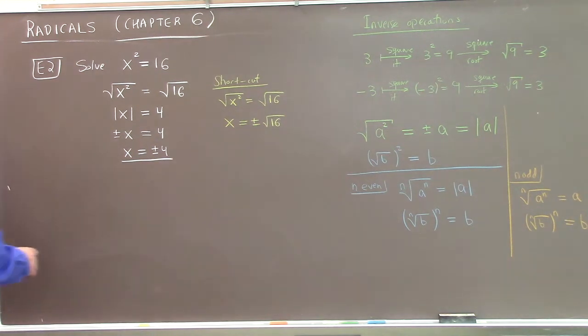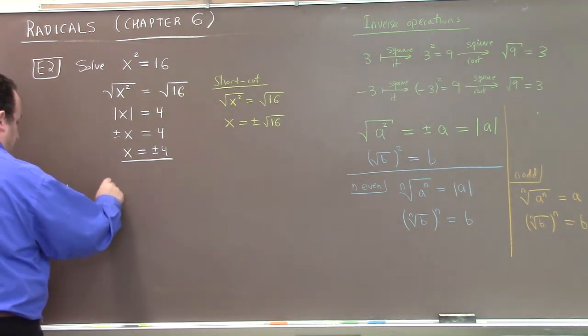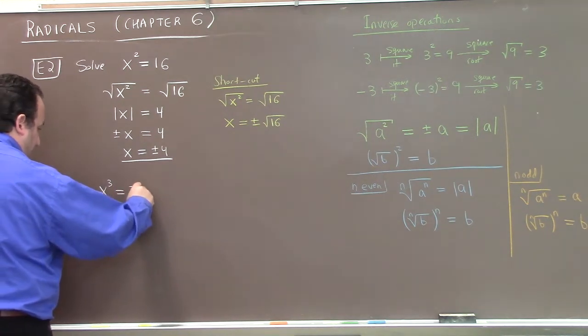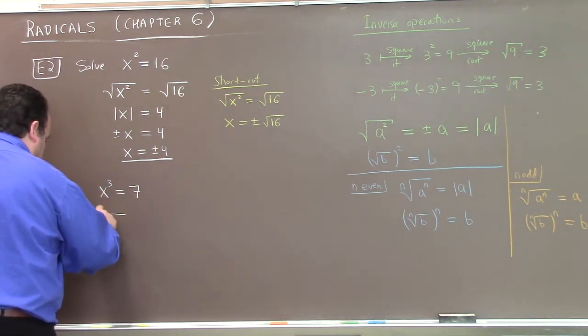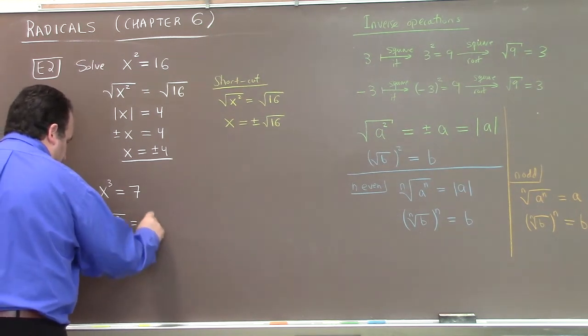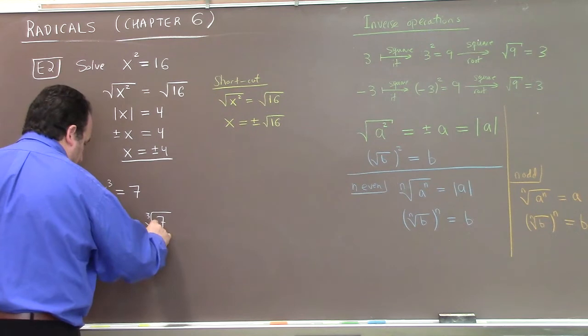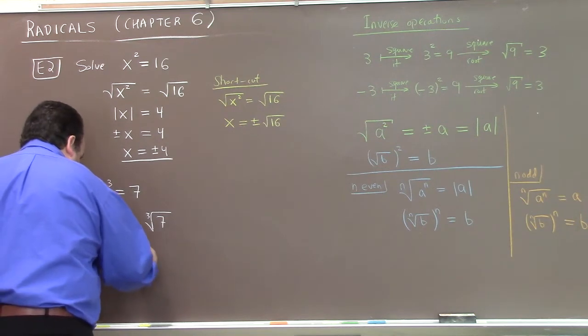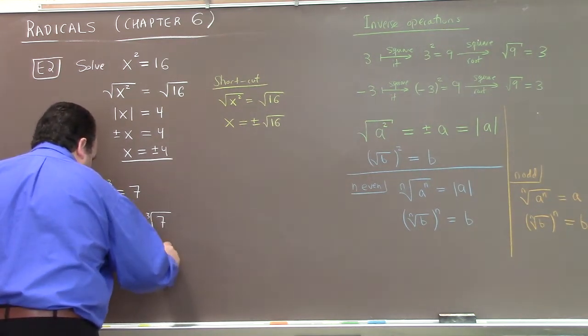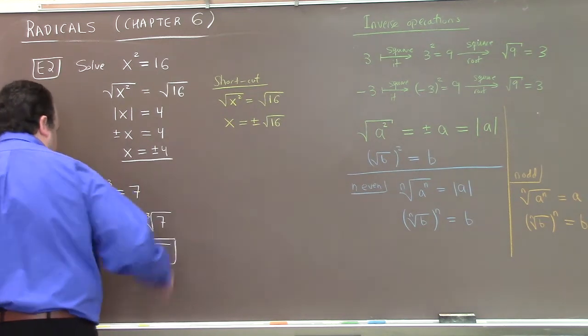Let's contrast it with a cube. What if I was calculating x cubed equals 7? Then if I take the cube root of this equation, the cube root of x cubed is the cube root of 7. Well, the cube root of x cubed is just x again, okay? And so this gives us x equals the cube root of 7. And that is the answer.